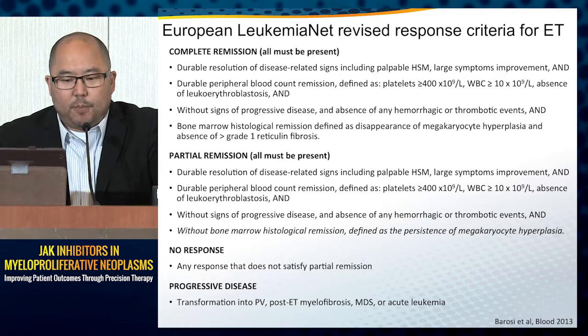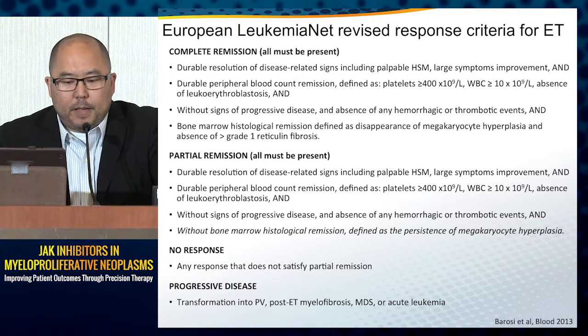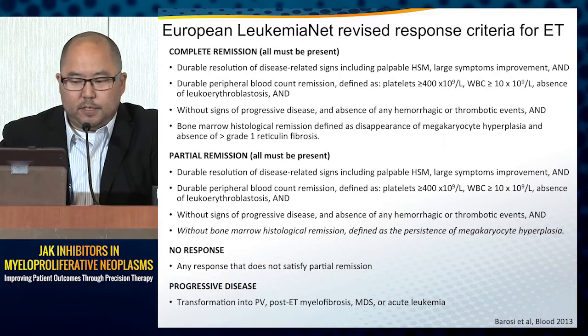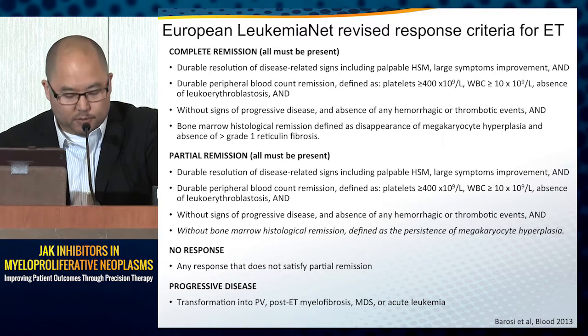That's your best case scenario. Partial remission by the ELN criteria is essentially the same criteria except the absence of bone marrow histological remission. And of course, worst case scenario would be progressive disease. So you can think about those things in factoring in the different options for treatment.